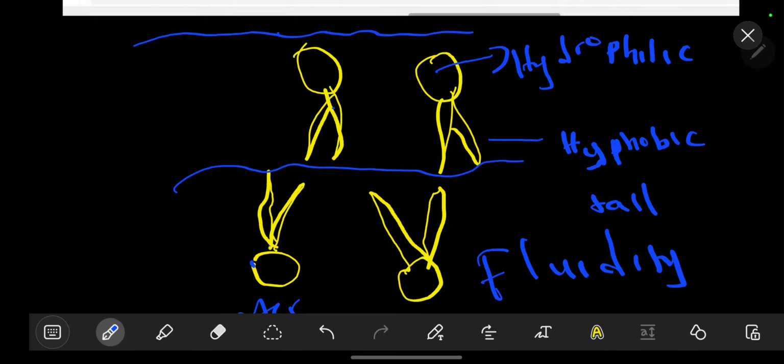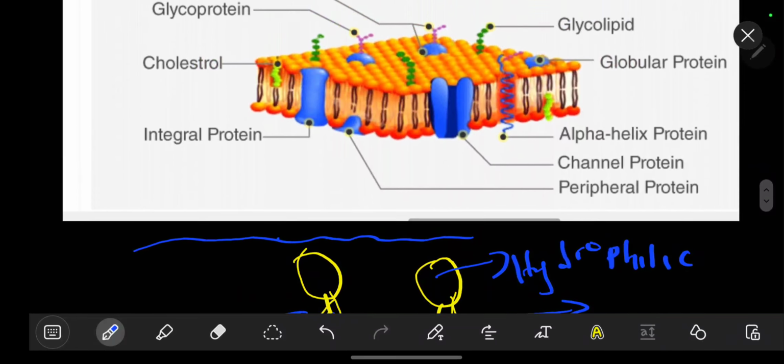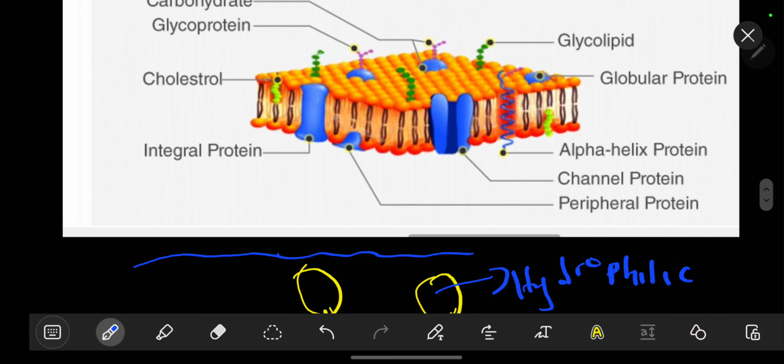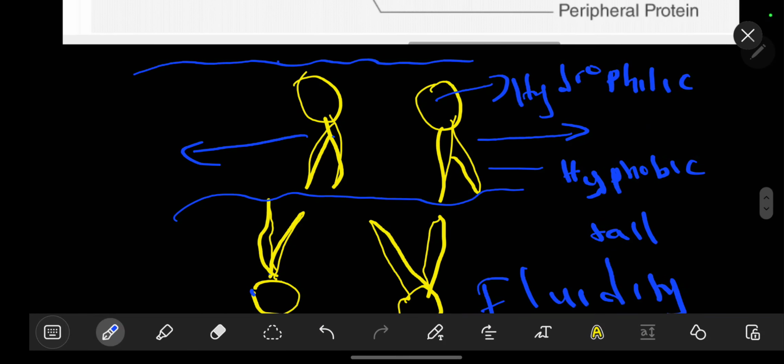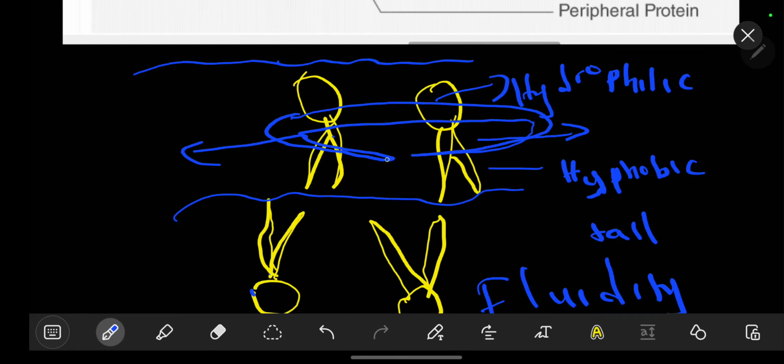Now, due to the fact that the cell membrane has some fluidity, when the temperatures are very high, these phospholipids tend to move away from each other. This is where the cholesterol comes into play. What the cholesterol does is that when it's very hot, it will prevent these structures from moving further apart. That is the main function of the cholesterol.